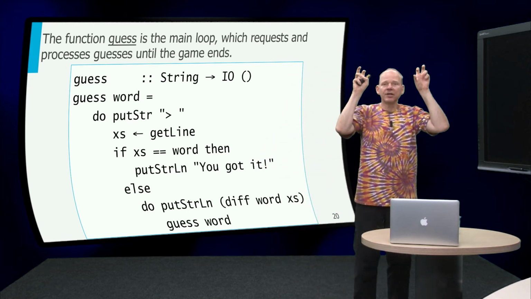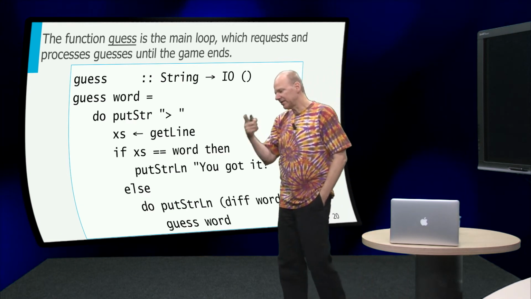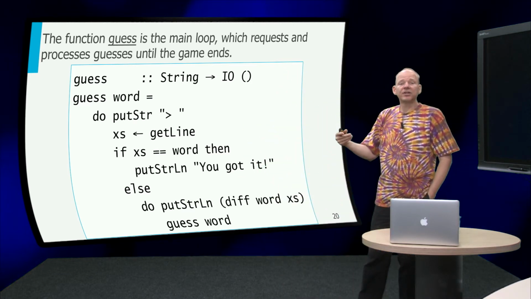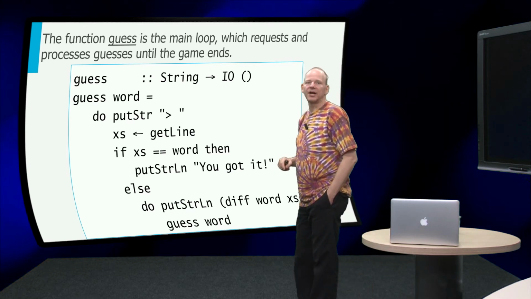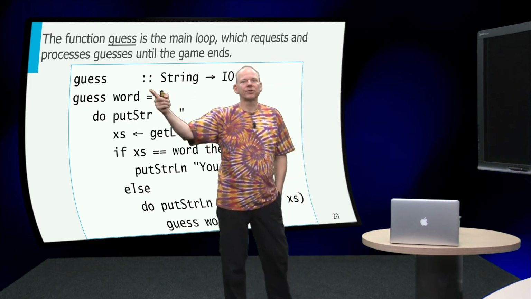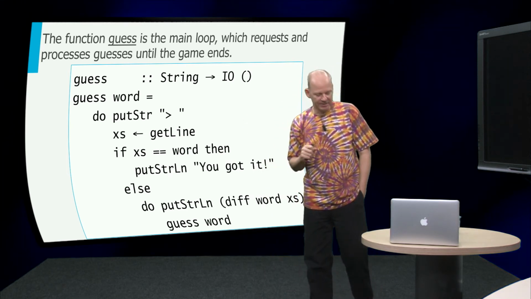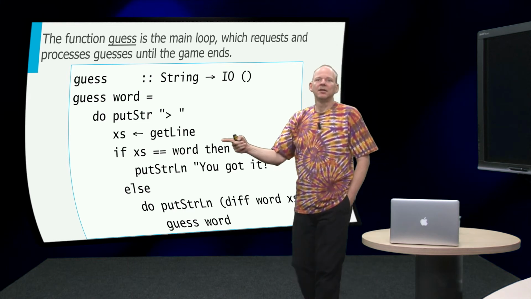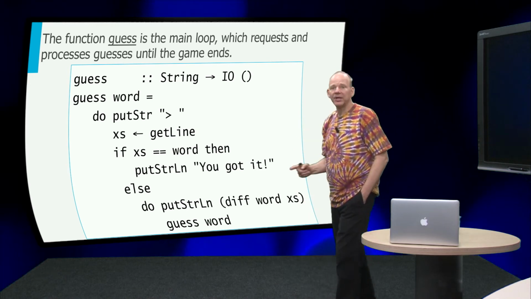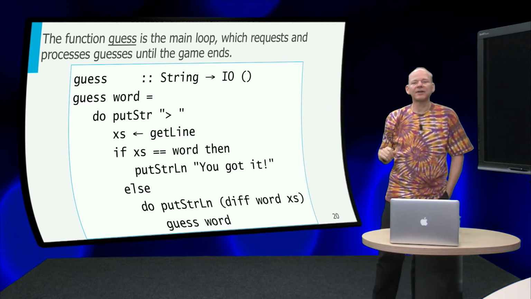So guess is the game loop which requests guesses and then checks whether the guesses are right, until the player has found the right answer. So let's look at the code. We guess the word. So this word was the secret word that we read. So what we do is we print a prompt on the screen. We read the guess. And then if the word that we typed in was the secret word, we're done. So we say, oh, congratulations, you got it.